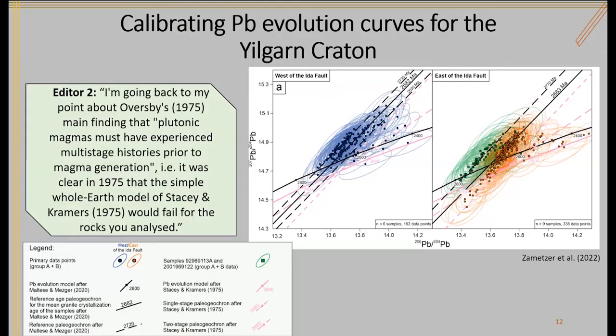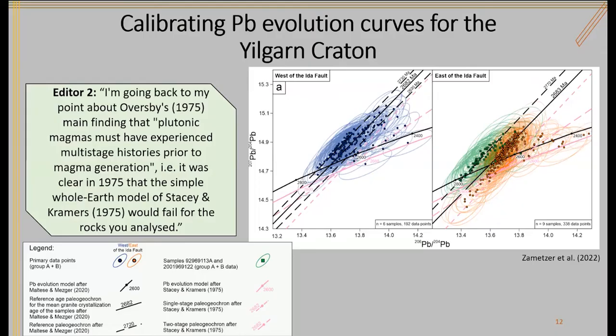So I plotted all data points from the granite transect in 7/4 versus 6/4 space, together with Stacey and Kramer's model, which is the pink lead evolution curve. And in comparison, I also plotted the new lead evolution model for the bulk silicate earth by Maltese and Metzger that was published in 2020. And in addition to the data points that are here grouped into west of the Ida Fault, the blue data points, and east of the Ida Fault, the orange data points, I also plotted paleogeochrons for the average granite crystallization ages of these data sets.